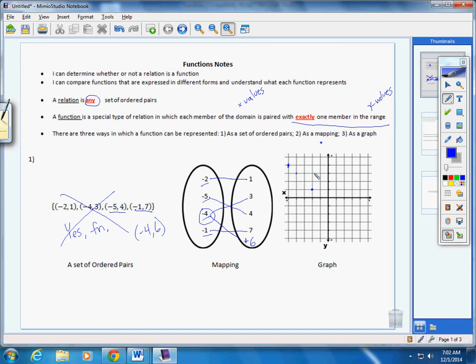If your relation passes the vertical line test, then your relation is a function. That means if you put your pencil vertically on your paper and you move it from left to right across your paper, if your pencil never touches two of those points at the same time, then this guy is a function. I'll show you that in person tomorrow as well.